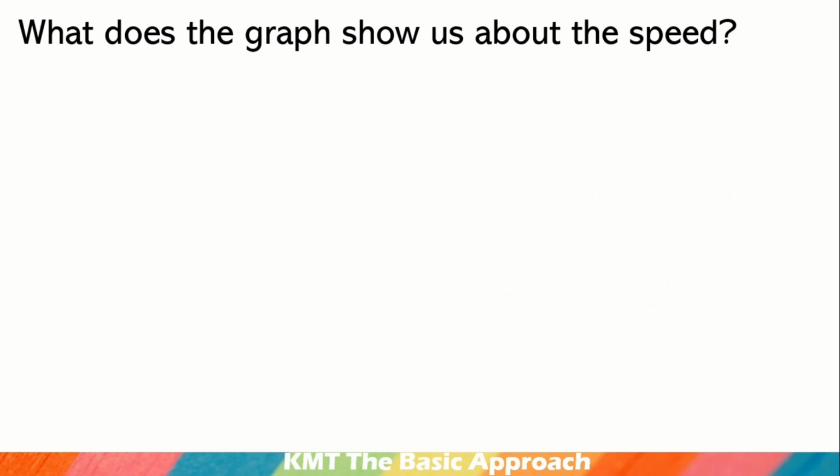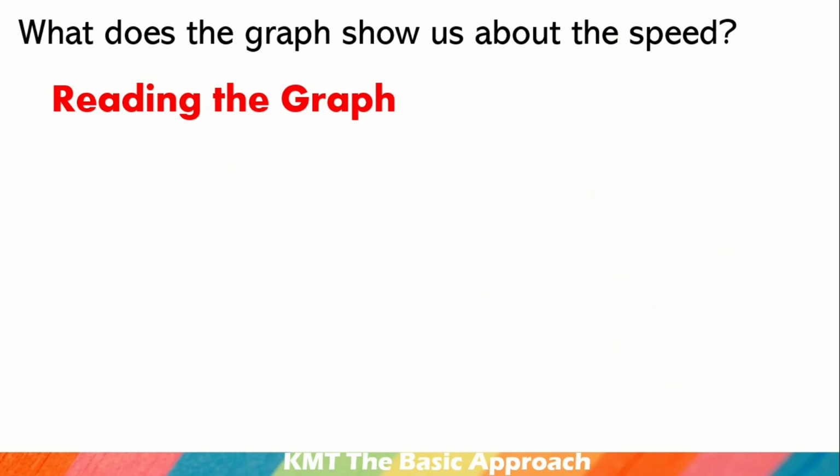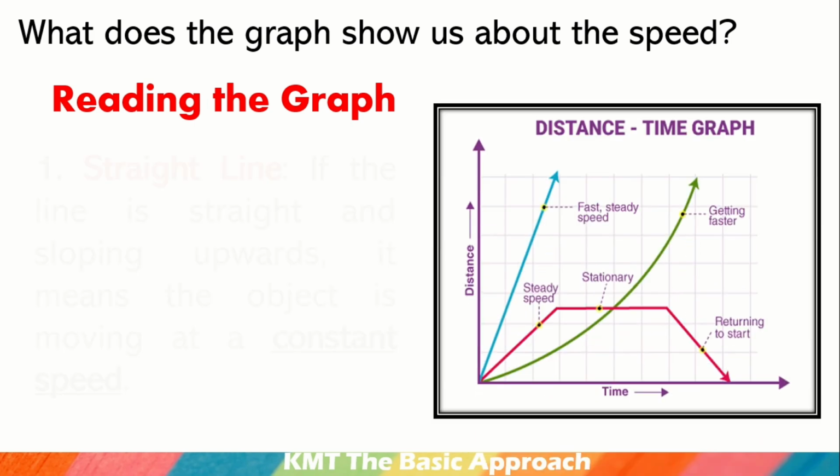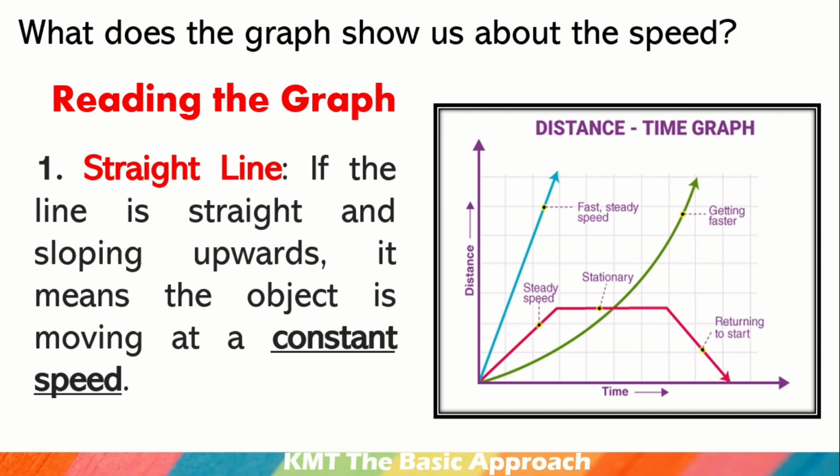What does the graph show us about the speed? Let us now know how to read the graph. Number 1, straight line. If the line is straight and sloping upwards, it means the object is moving at a constant speed.